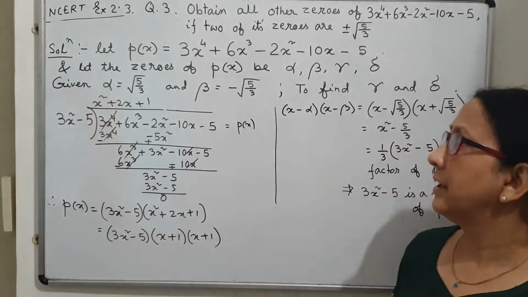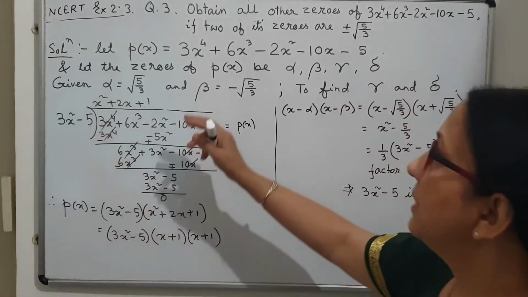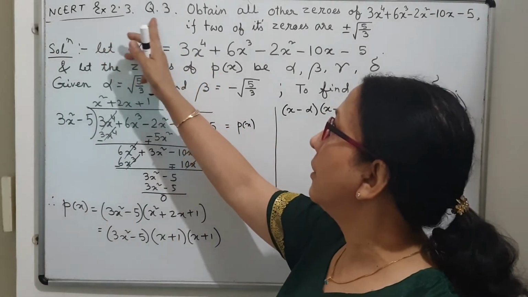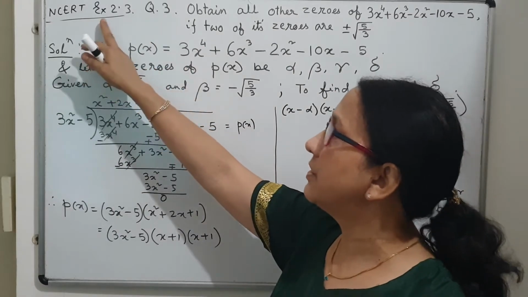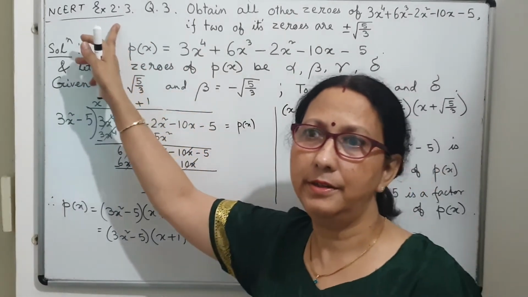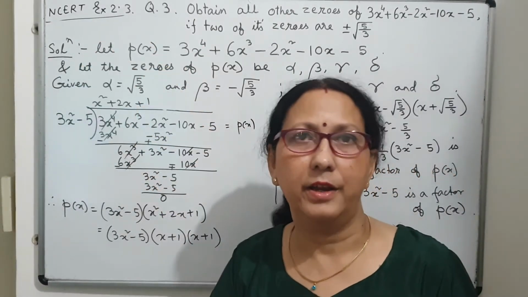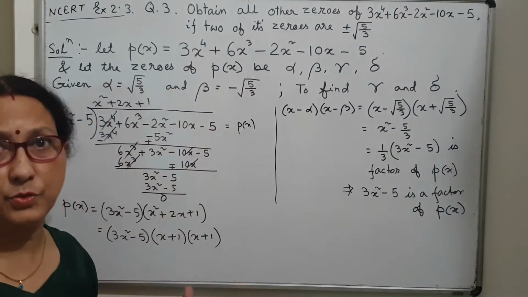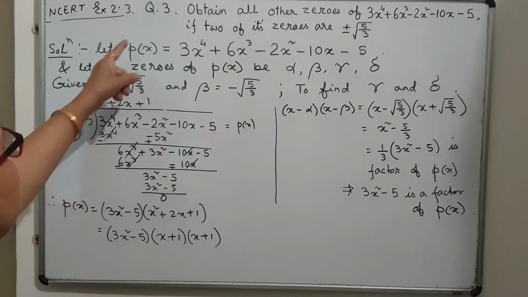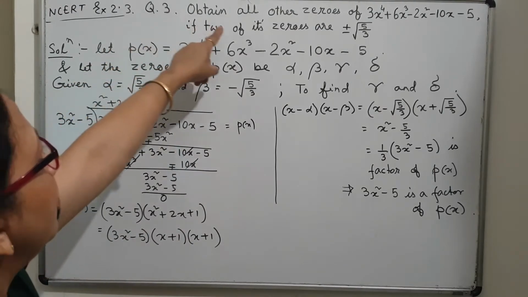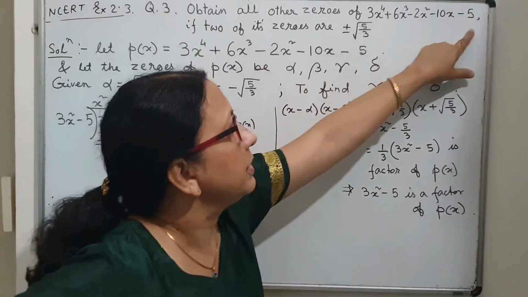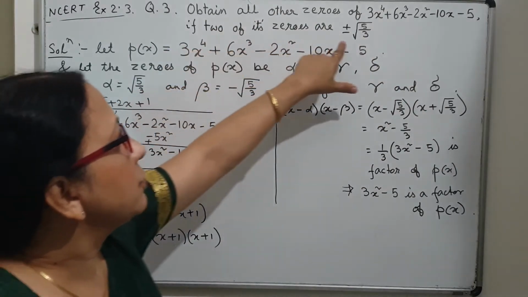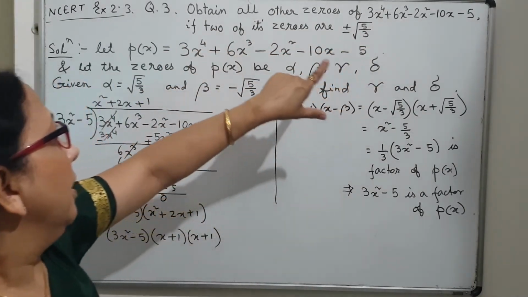So today I'm solving question number 3 of exercise 2.3 of NCERT in a different way. Okay, I'll show you the solution in a different way. You can choose whatever is suitable for you. So what the question is: obtain all other zeros of this polynomial if two of its zeros are this.